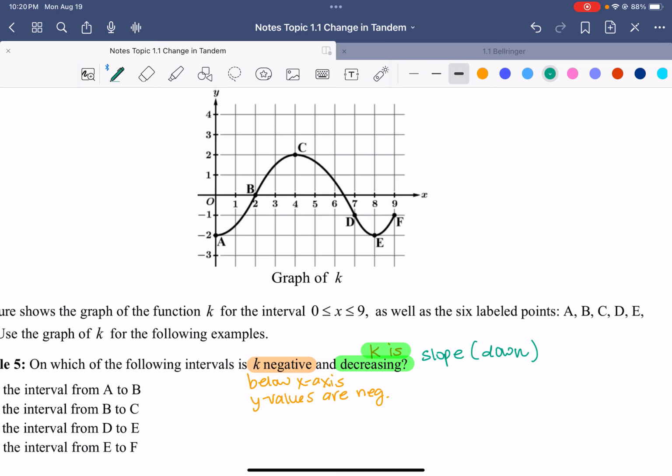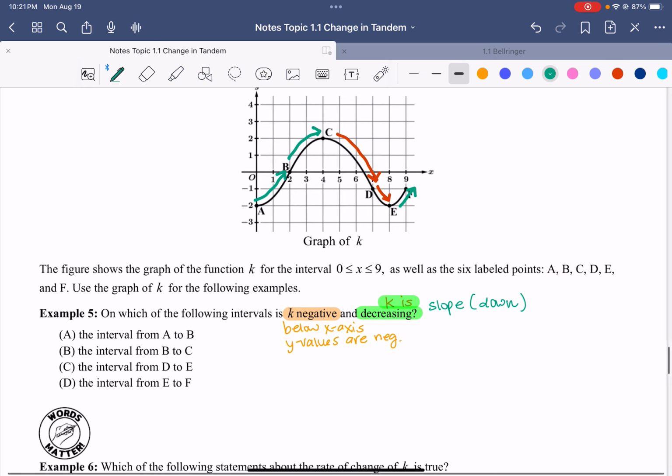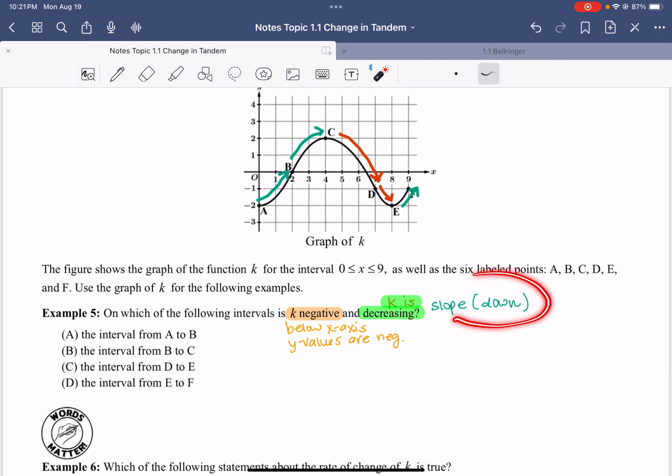So as I move from A to B, I can see that my slope is positive. The same for B and C, my slope is positive. After that, from C to D, I'm going down. From D to E, I'm going down. And from E to F, I go back up. Okay, so this question wants to know, when is the slope going down? Well, that's only happening from C to E, right?